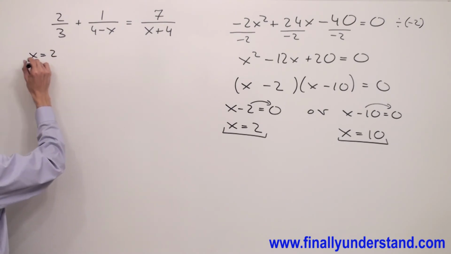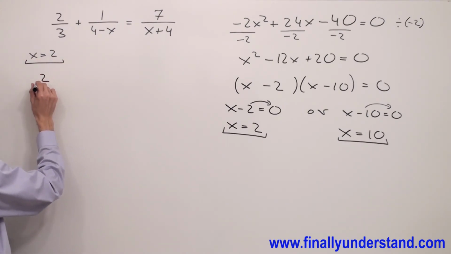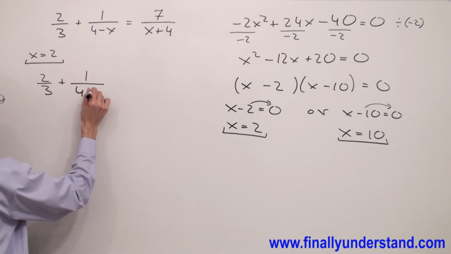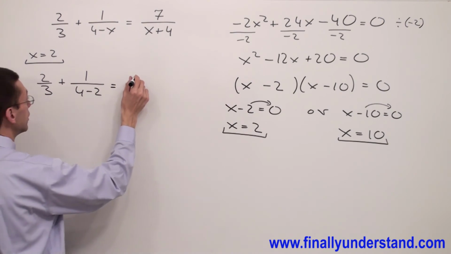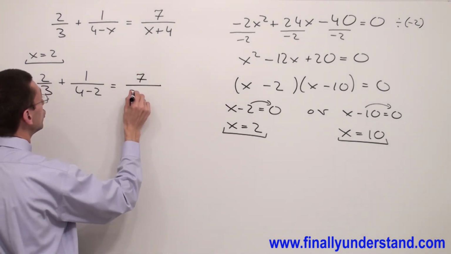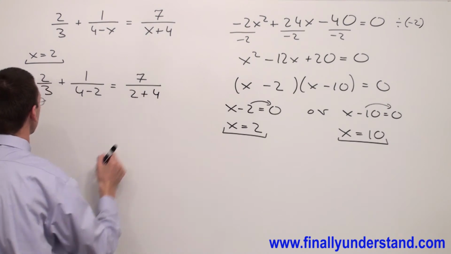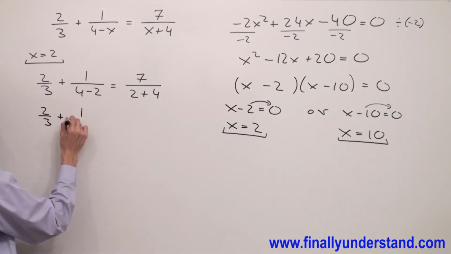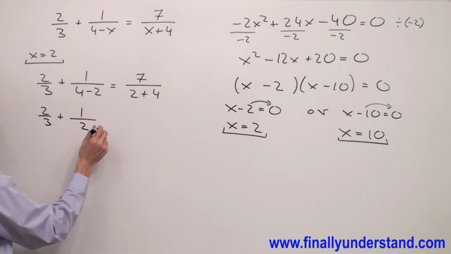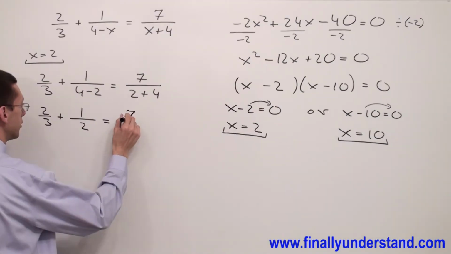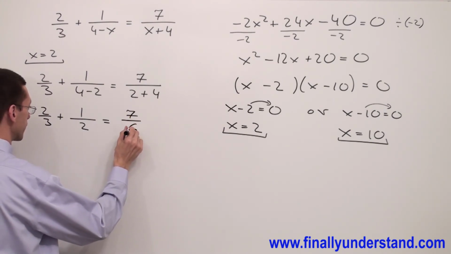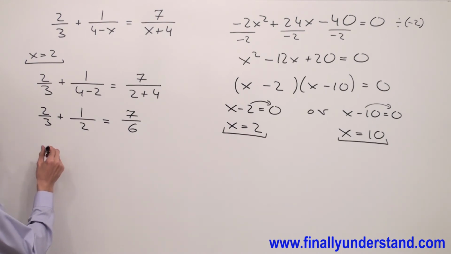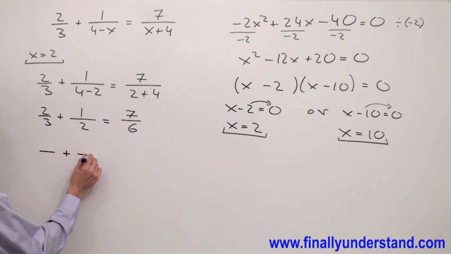x is equal to 2. So I have 2 over 3 plus 1 over 4 minus 2 equals 7 over 2 plus 4. I have 2 over 3 plus 1 over 2 is equal to 7 over 6. In order to add these two fractions, we have to find the common denominator. The common denominator for these two fractions is 6.